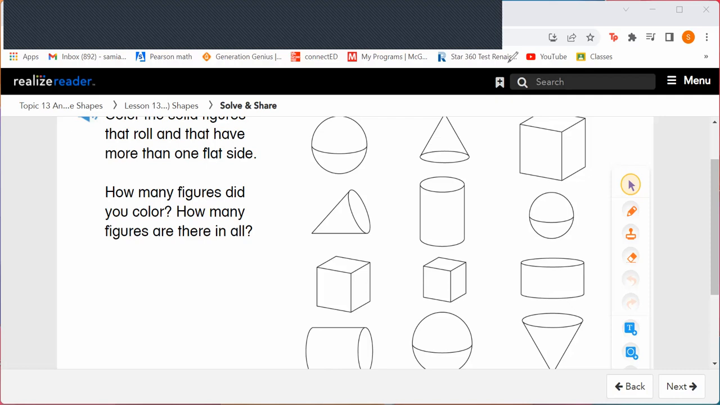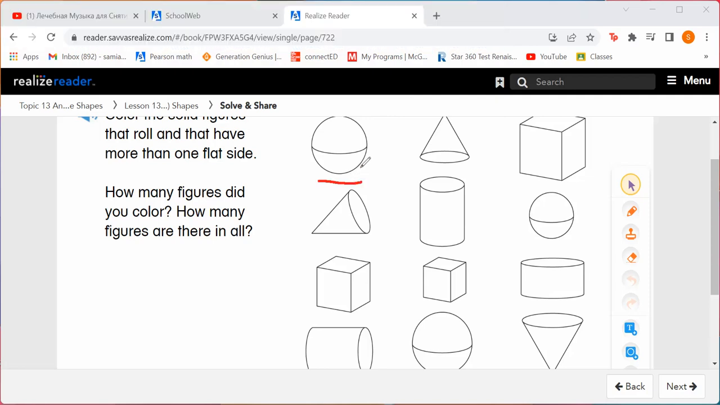So let's look at these objects. We're looking for objects that roll and that have more than one flat side. If we look at our first one here, does this object roll? Yes, it's a sphere. It does roll. Does it have more than one flat side? No. So we are not going to color that in.